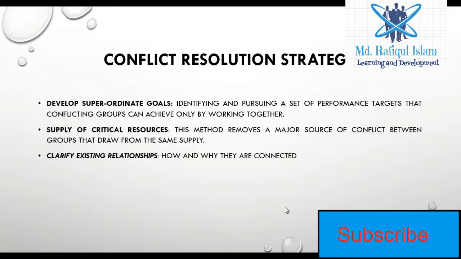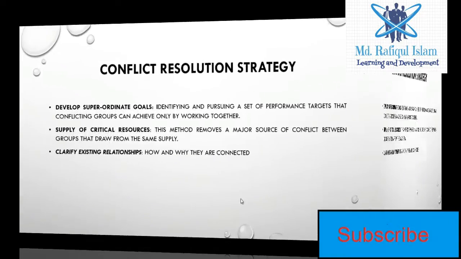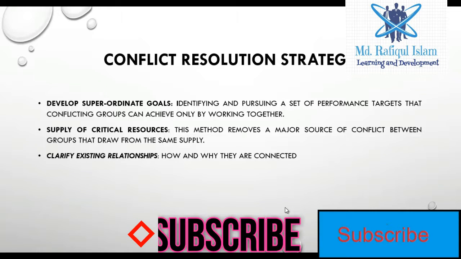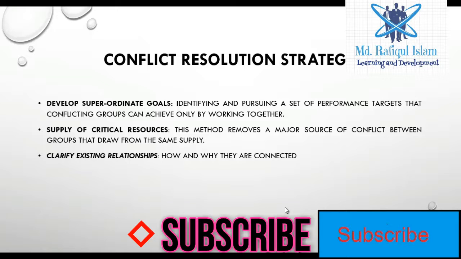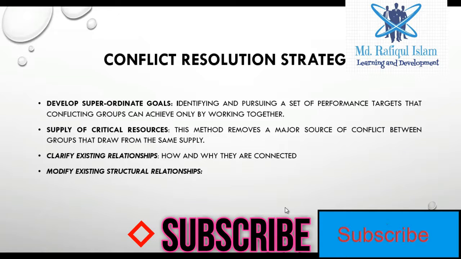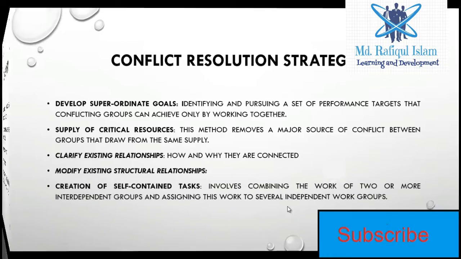And resolve the conflict. Clarify the existing relationship and tell them how and why they are connected. Show them the reason and encourage them to be reasonable about how and why they are connected, and do not let them go out of this boundary of relationship. Many times, personality clashes become very complex. That's why you can modify the existing structural relationship and solve the problem as well.